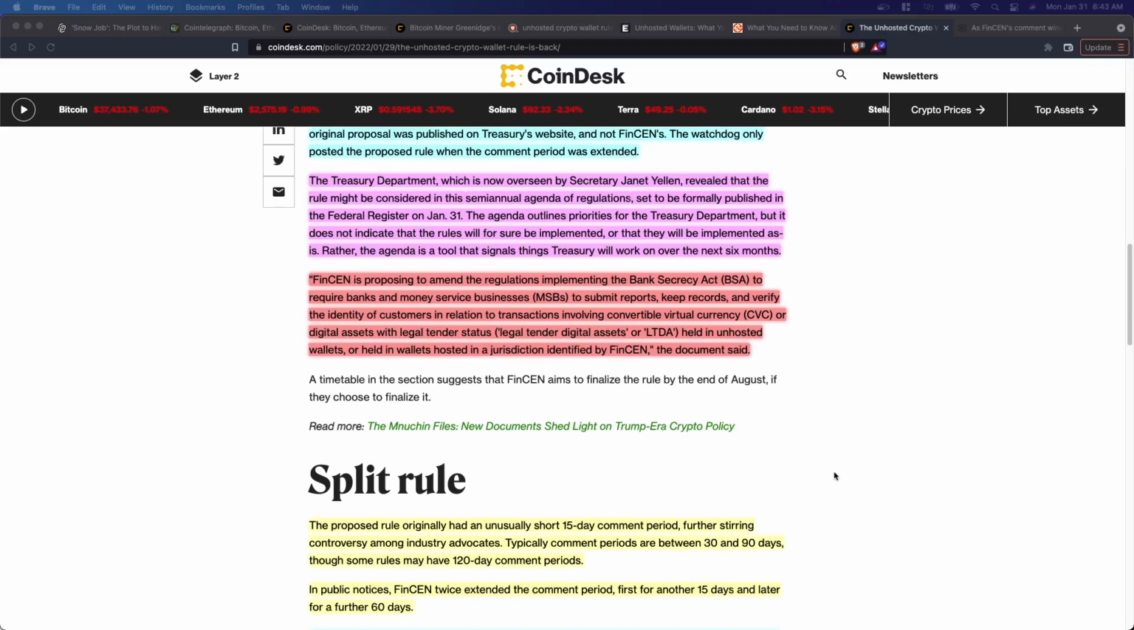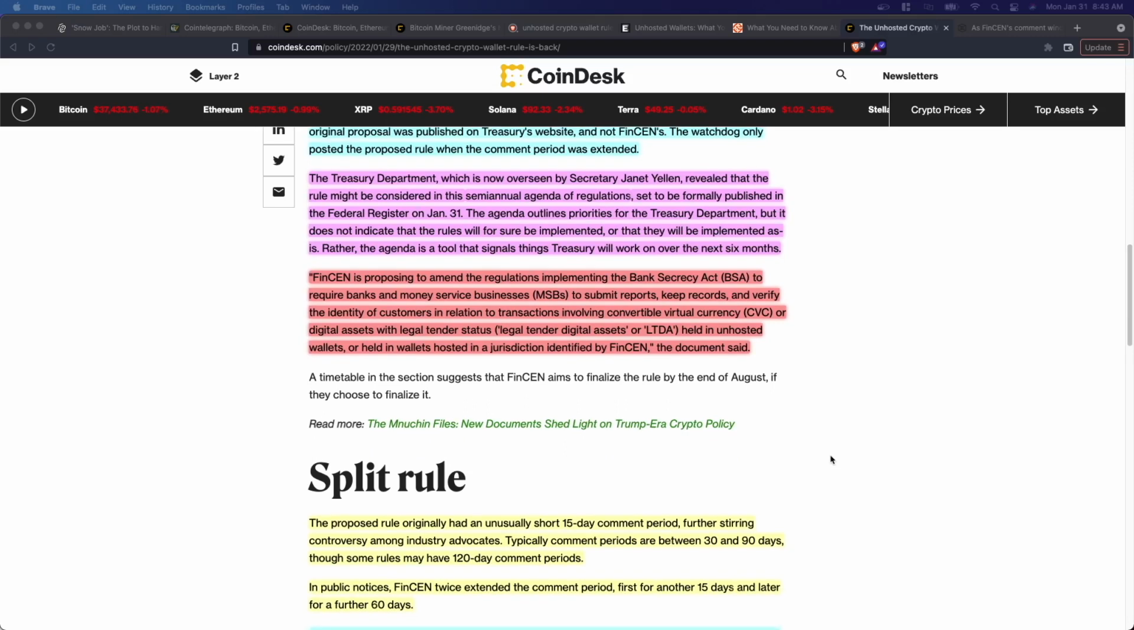The Treasury Department, which is now overseen by Secretary Janet Yellen, revealed that the rule might be considered in this semi-annual agenda of regulations, set to be formally published in the Federal Register on January 31st. And that's today. The agenda outlines priorities for the Treasury Department, but it does not indicate that the rule will be for sure implemented or that it will be implemented as is. Rather, the agenda is a tool that signals things the Treasury will work on over the next 6 months.